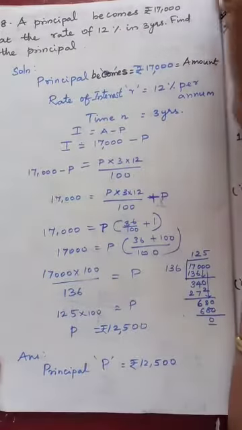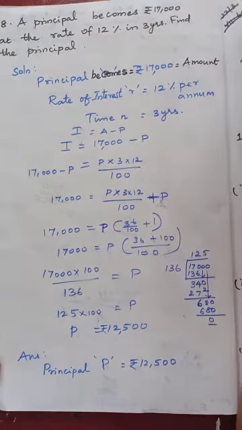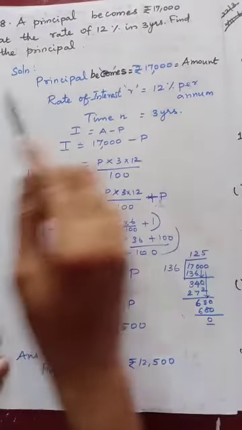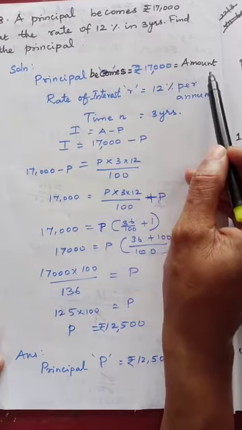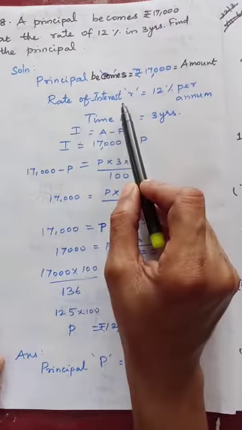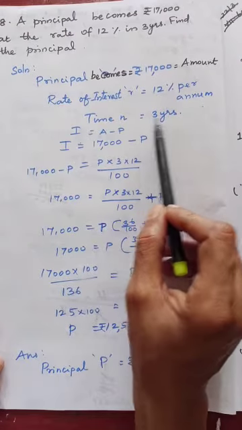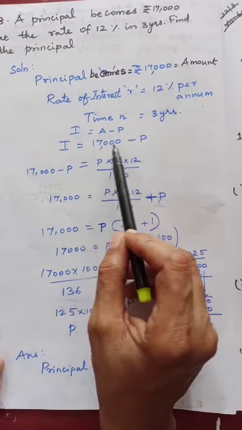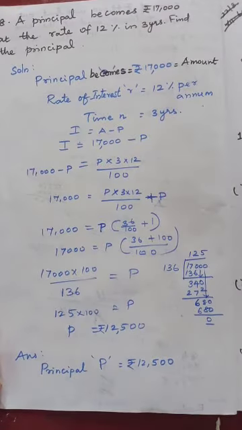Eighth problem. A principal becomes rupees 17,000 at the rate of 12% in 3 years. Find the principal. Solution. Principal becomes rupees 17,000. That is amount. Okay. Rate of interest R is equal to 12% per annum. Time N is equal to 3 years. I is equal to A minus P, isn't it? So 17,000 minus P. Now you have to find the principal P. Here we don't know the I also.